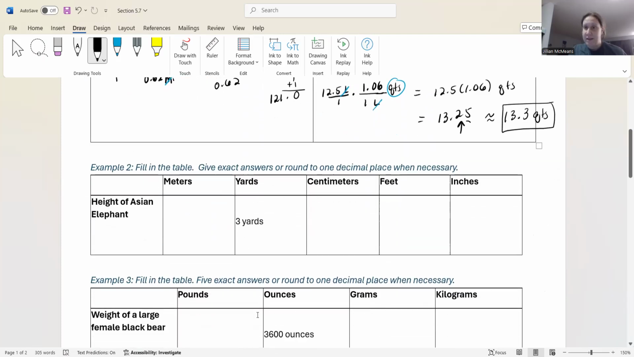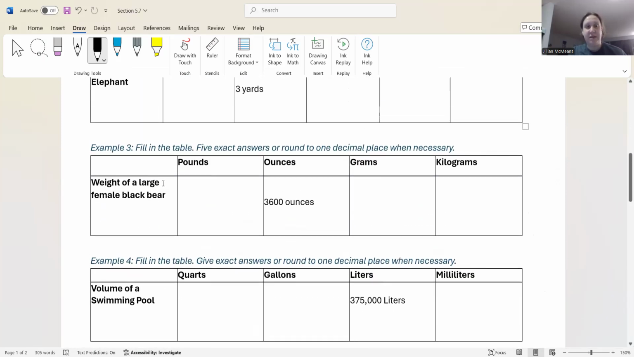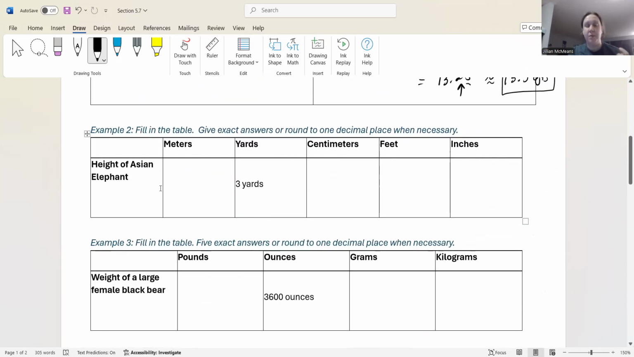And then I did this, and there are days where I regret some of what I do in worksheets. So I've basically created 3 of these tables, one for length, one for weight, one for capacity. And so we're basically given 1 unit of measure, and then we have to convert to the other 4, okay? So example 2 says, fill in the table, give exact answers, or round to 1 decimal place when necessary, okay?